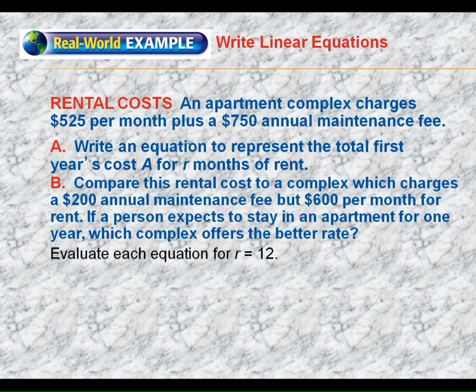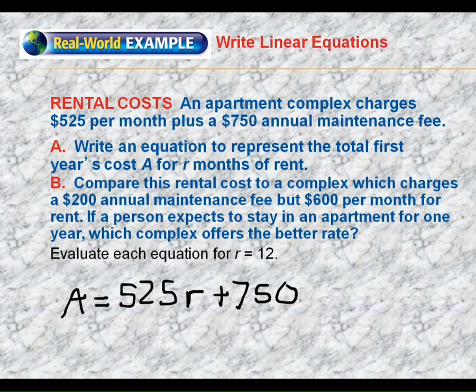And just real briefly, we're going to look at these. So some kind of applications that you could represent in a slope equation. This says this apartment complex, it's $525 per month, and you have to pay $750 flat fee in maintenance costs per year. Write an equation, part A, to represent the total cost A for R months of rent. I don't know why they use R for months of rent, but for example, that's $525 for every month, plus I pay $750, right?